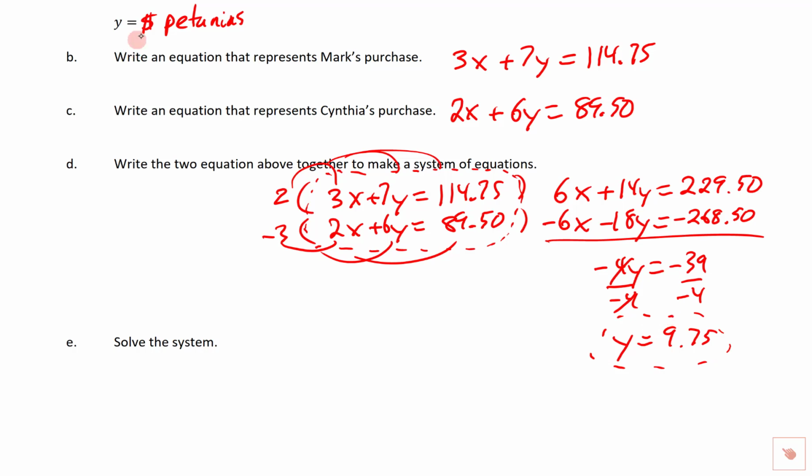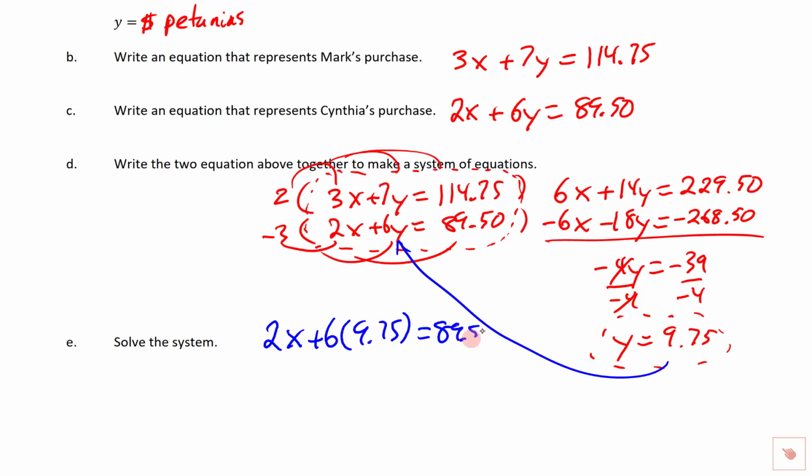But remember, this is the price of petunias. Take a look up here at what y is. y is the price of petunias. So that's perfect. That's $9.75. All we need to do now is find out what the price of a rose bush is. So I'm going to take this and plug it into the easiest equation I can find. I think it's probably this one right here. So this is going to be 2x plus 6 times 9.75 equals 89.50.